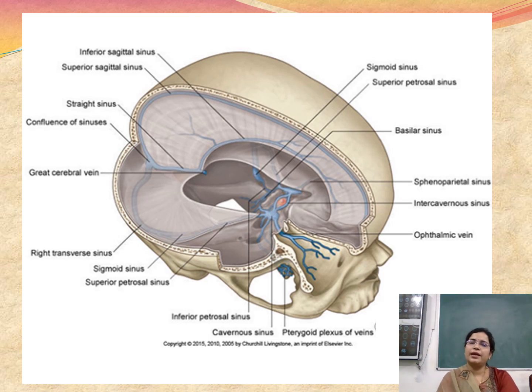Now lodged inside the attached margin of falx cerebri, there is the superior sagittal sinus. On the free margin of this falx cerebri, there is the inferior sagittal sinus. Now this is the tentorium cerebelli. This is the straight sinus. These are the transverse sinuses. Here the cavernous sinus is present on each side of the sella turcica. Sella turcica is the hollowed out portion of the superior surface of the body of the sphenoid, and this is the cavernous sinus. This is the cavernous sinus.